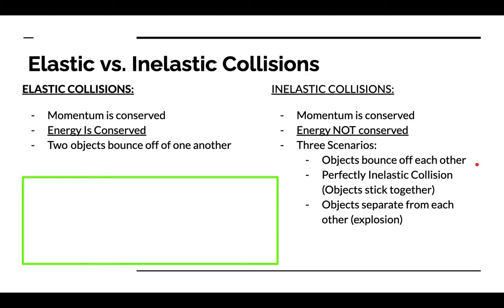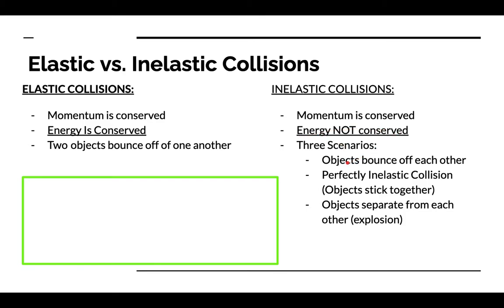Lastly, we get to inelastic collisions. In both elastic and inelastic collisions, momentum is conserved. People have a tendency to think that because it's an inelastic collision, momentum is not conserved. That is false. In any collision, momentum is conserved. Energy is conserved in an elastic collision. An example would be two billiard balls bouncing off of each other.